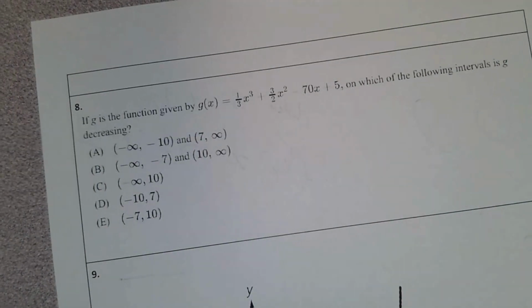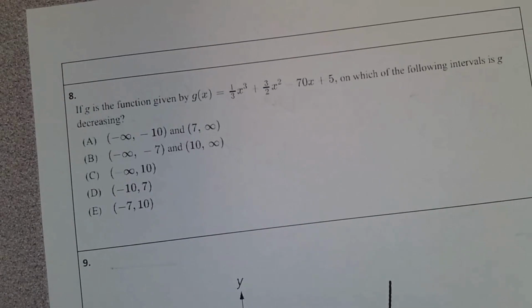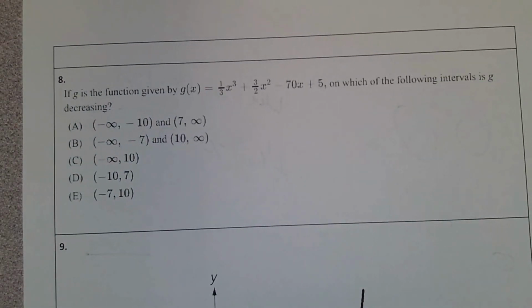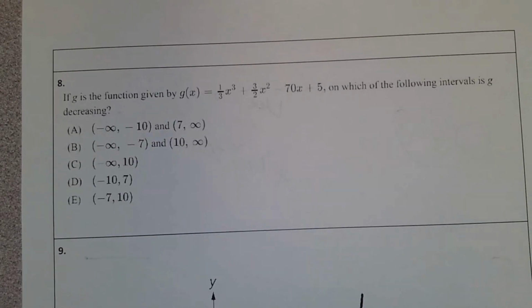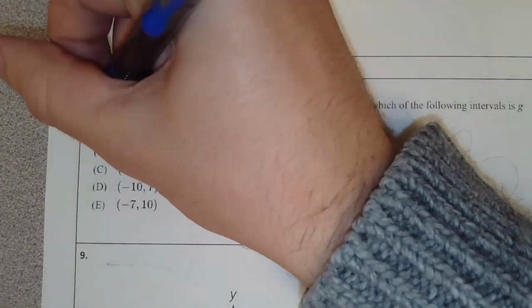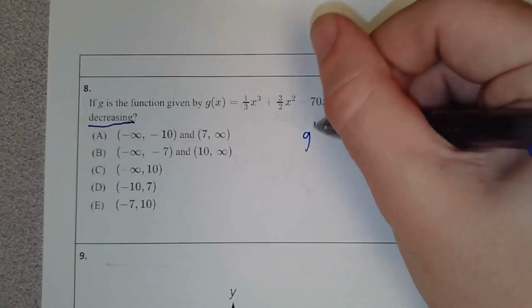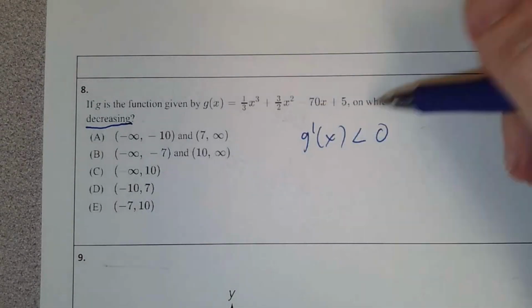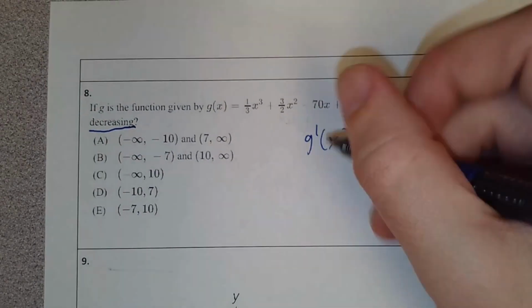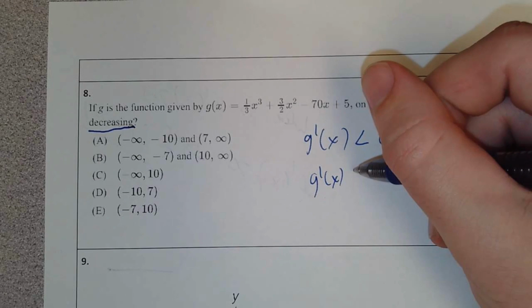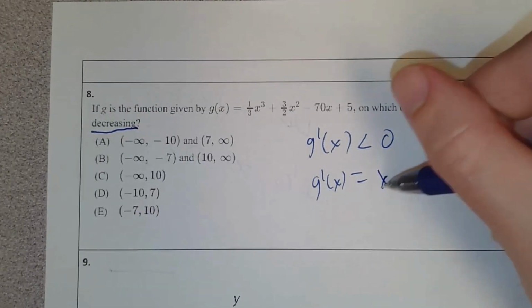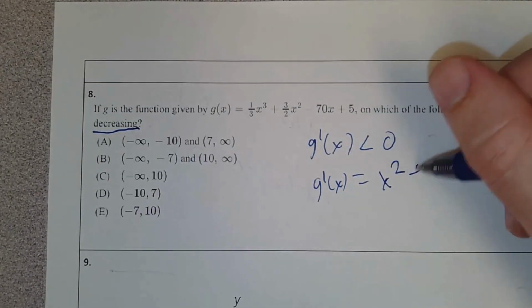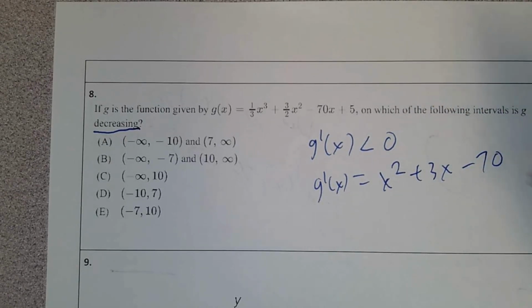B. 8. If g is the function given by g of x equals 1/3 x to the third plus 3/2 x squared minus 70x plus 5, on which of the following intervals is g decreasing? So again, decreasing means that the derivative needs to be negative. And the way that you test this when it's an algebra function is that you have to take the derivative. So we need to find g prime of x, which is going to be 3 times a third, which is just x squared plus 3x minus 70.